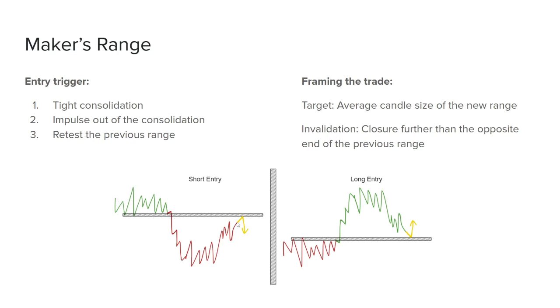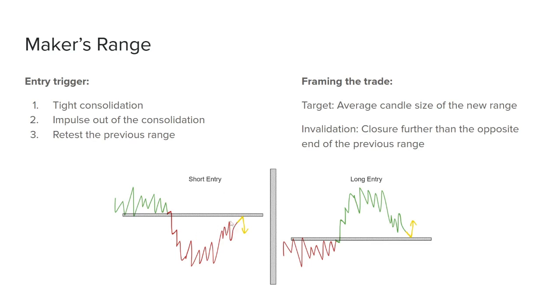Following that, we want a retest of the previous range that we impulsed out of. Our invalidation is a closure further than the opposite end of the previous range. So here in our short entry, for example, we have this range, we have a bearish impulse out, and on our retest, if we start trading above the previous range high, that would be considered invalidation.